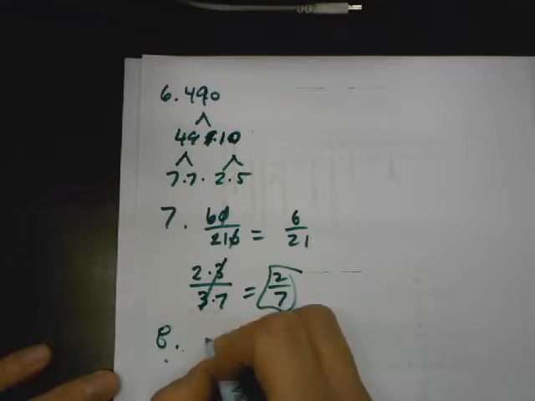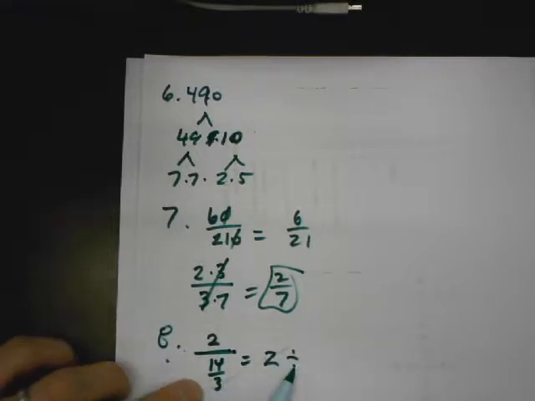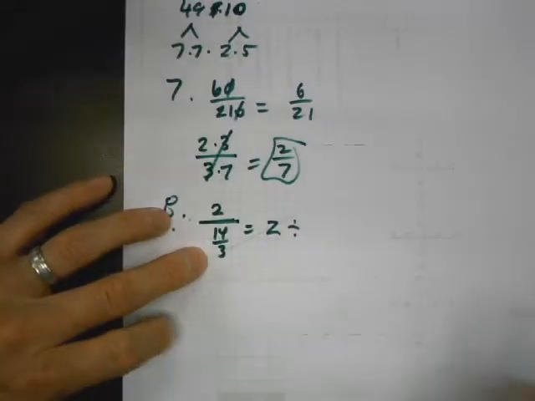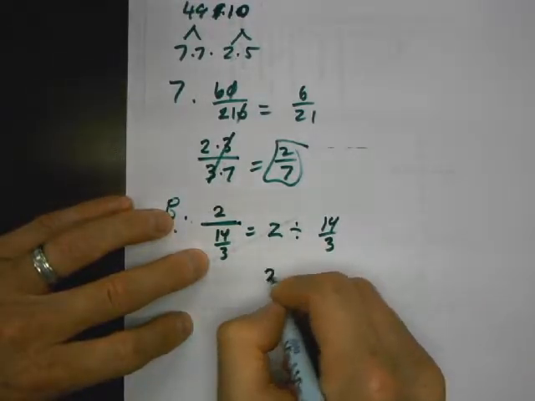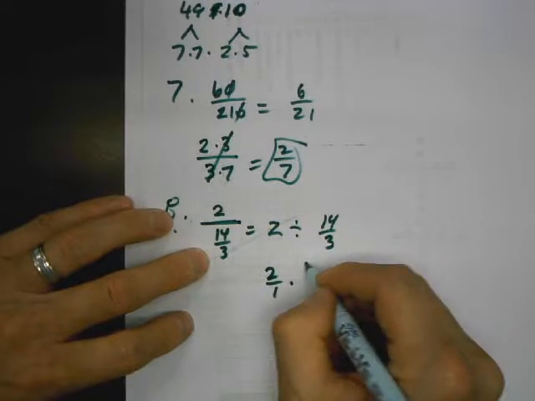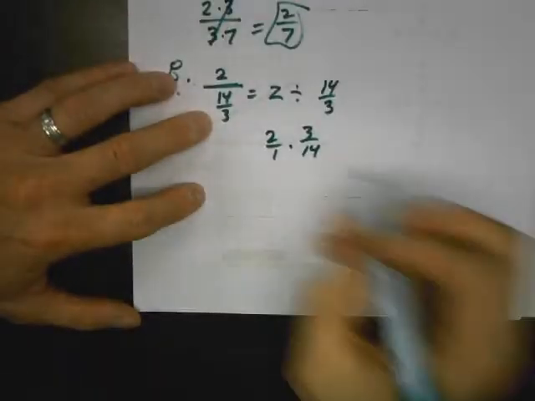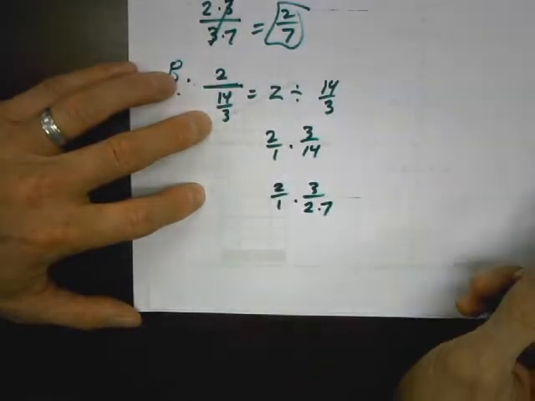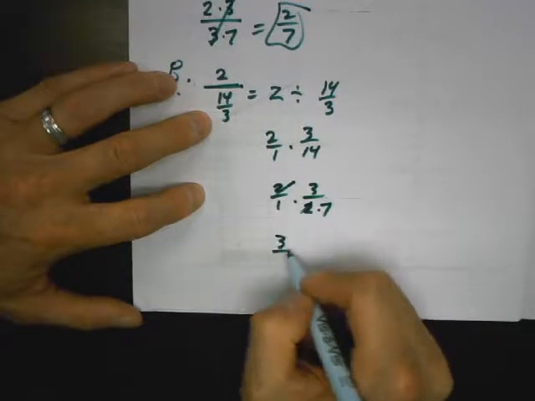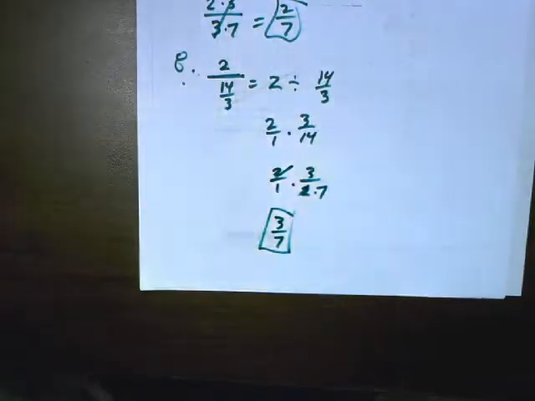Number 8, we have 2 divided by 14 thirds. Since this line's a little bit bigger, that's where the division symbol goes. Whoops, there we go. Divided by 14 thirds. So I go 2 over 1 times the reciprocal of 14 thirds, flip it upside down. Now I'm going to do my factor trees. 14 is 2 times 7. I prime factorize, cross out my 1's. What's left has to be a reduced fraction. That's my answer.